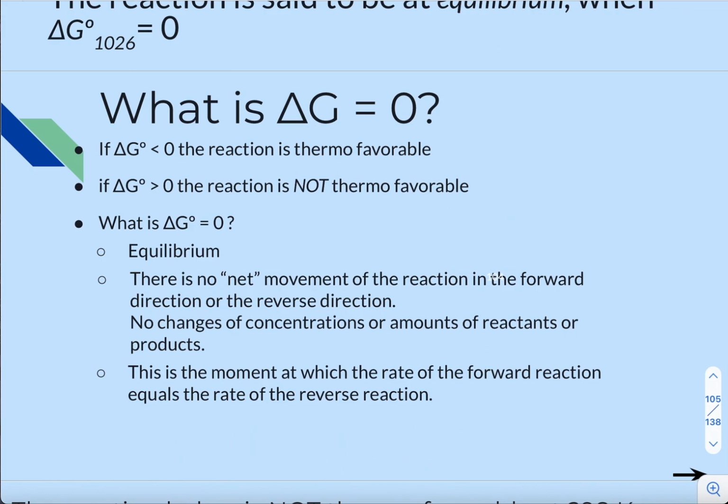So we already know about delta G. If it's negative, it's thermodynamically favorable. If it's positive, it's not thermodynamically favorable. And again, all that means from the last video is that the products are not favored in the reaction. At delta G equals 0, we're at equilibrium. There's no net movement, so the rate of the forward reaction is equal to the rate of the reverse reaction. We know from our prior units that that doesn't mean the reaction actually stops. It just means that whenever a product is converted to a reactant, a different reactant is converted to the product so that the rates are the same.